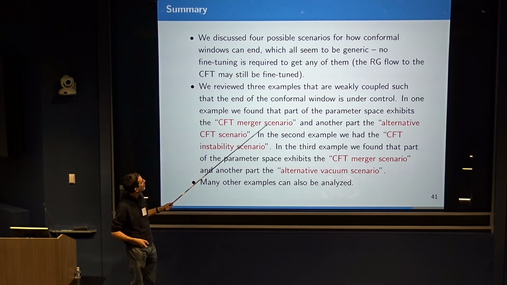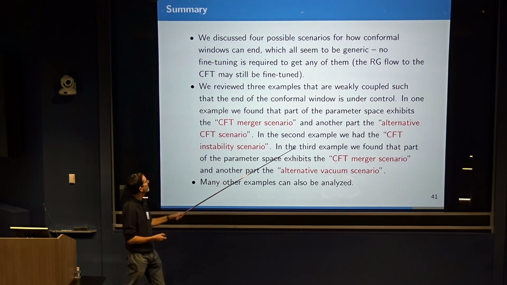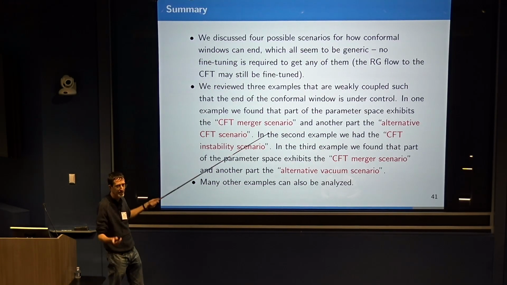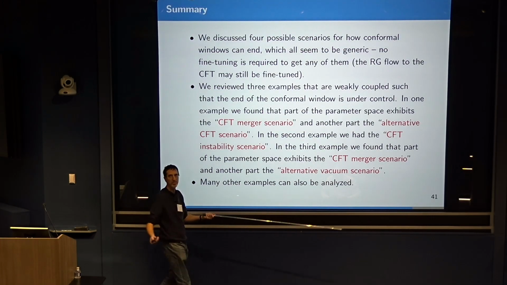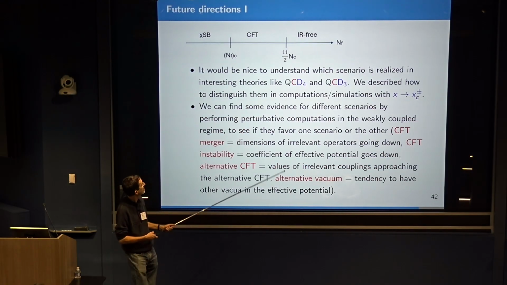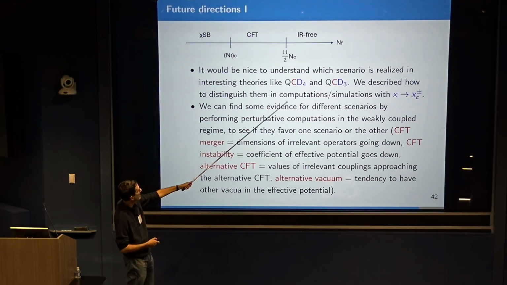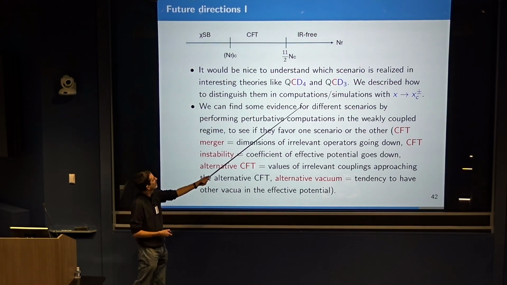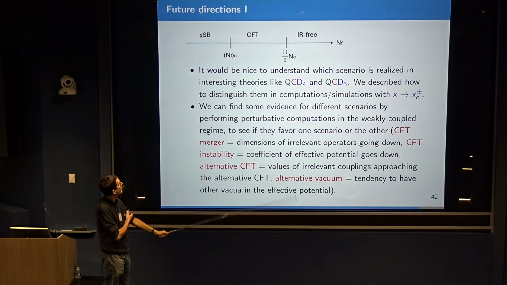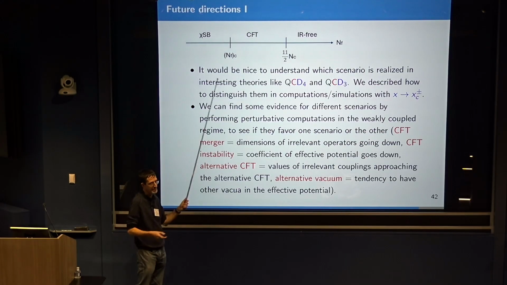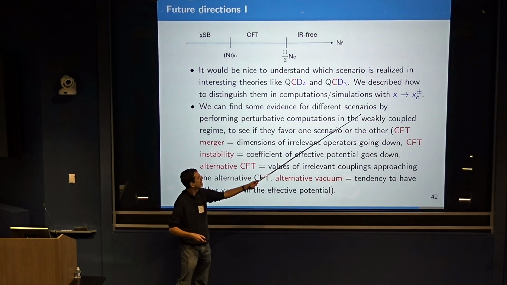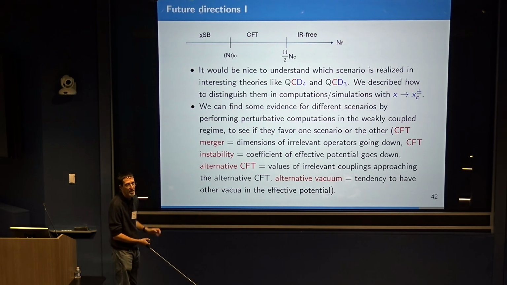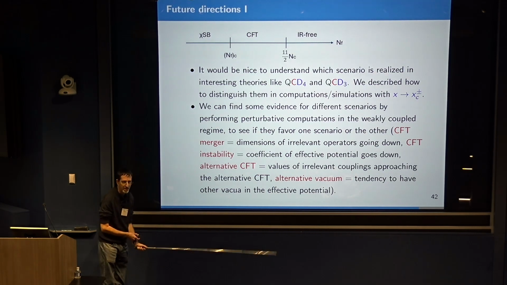And I reviewed 3 examples where we saw that in some regions of the parameter space, we realize each of these 4 different scenarios. And of course, many additional examples can also be analyzed. What we'd like to do is to understand which of these scenarios is actually realized in interesting theories like QCD4 and QCD3. And I described how one would distinguish these if one knew how to simulate these theories in the large N limit as we approach the end of the conformal window. But unfortunately, we don't have any ideas for how to do that analytically.